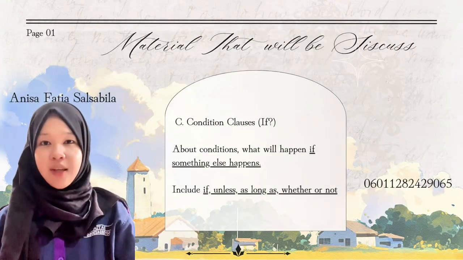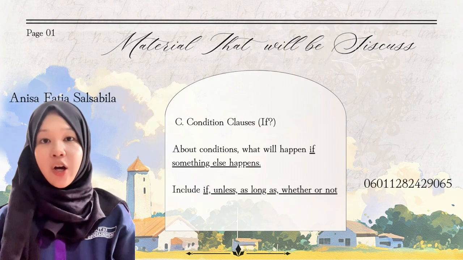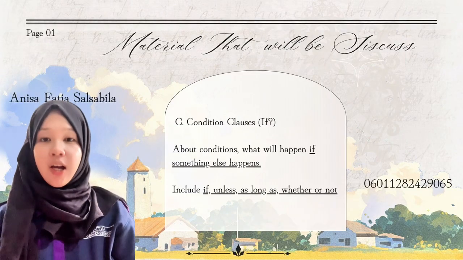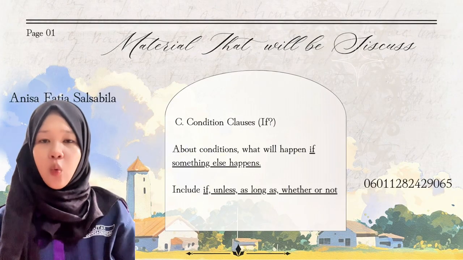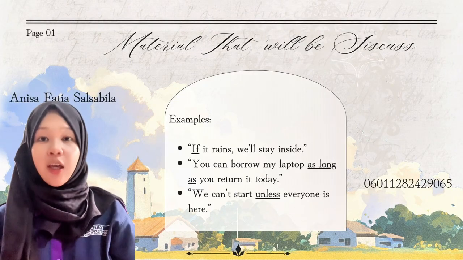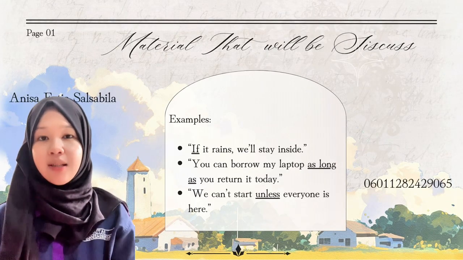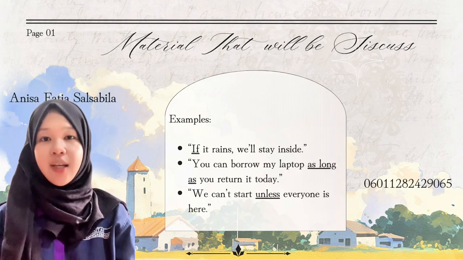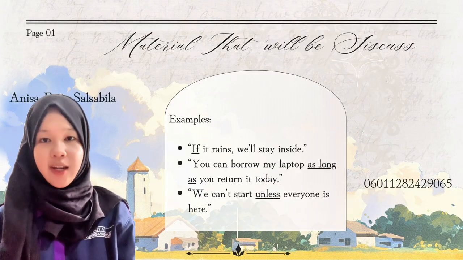Okay, the next type is condition clauses, if. This talks about condition, what will happen if something else happens. Conjunctions include if, unless, as long as, whether or not. For example, if it rains, we'll stay inside. You can borrow my laptop as long as you return it today. We can't start unless everyone is here. Well, condition clauses are useful in making rules, instructions, or predictions.